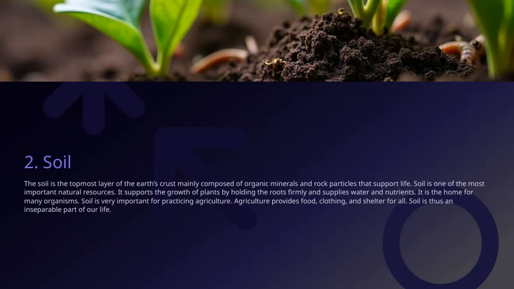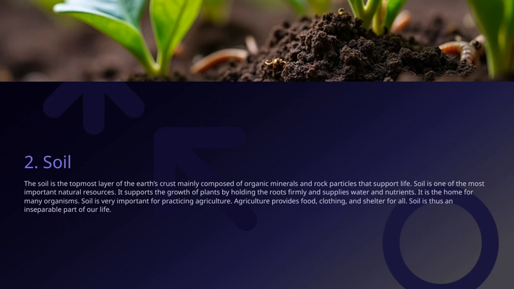Let's talk about soil, which is the topmost layer of the Earth's crust. It's mainly made up of organic materials, minerals, and rock particles that together support life. Soil is one of our most vital natural resources because it provides the foundation for plant growth. It does this by holding roots firmly in place and supplying the water and nutrients that plants need to thrive.